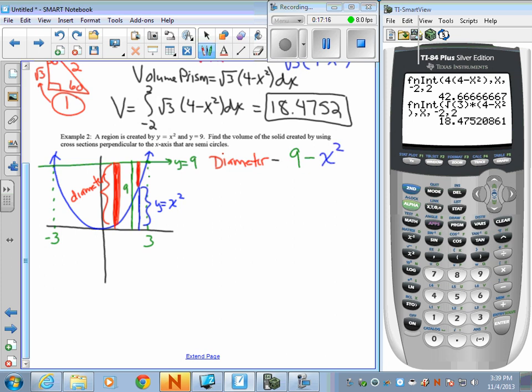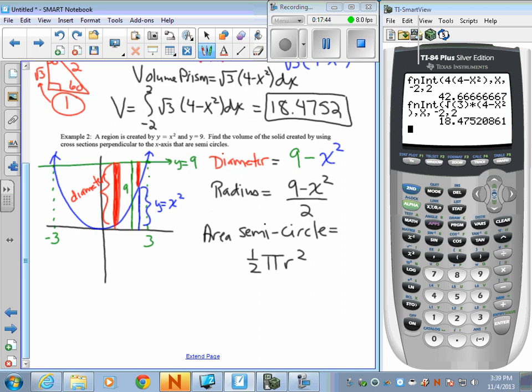So I now have my diameter, but of course I'm trying to find the area of a semicircle, so I need to start off by finding my radius. And my radius is going to be half of my diameter, so I just divide that by 2. And then I need the area of a semicircle, and the area of a semicircle is half the area of a circle. The area of a circle is pi r squared, and the 1/2 tells me I now have a semicircle. And so that's going to be 1/2 times pi times (9 minus x squared over 2) squared. That's still the area of the semicircle.